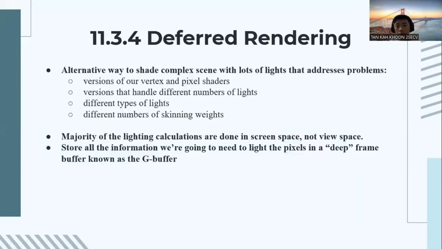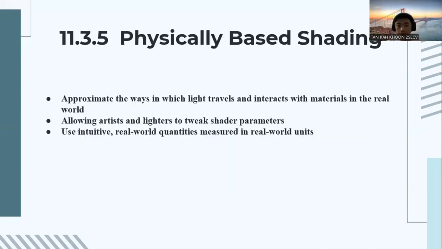Okay, next we'll go to deferred rendering, which is an alternative way to shade a complex scene with lots of lights that addresses problems such as different types of lights and different numbers of skinning weights. The majority of the lighting calculation will be done in screen space, and the renderer will store all the information we're going to need to light the pixels in deep frame buffers, known as the G buffer.